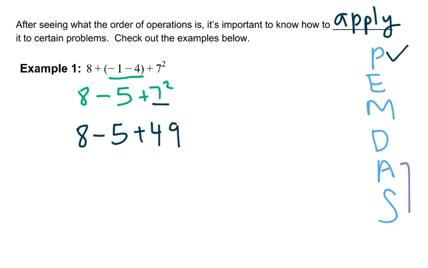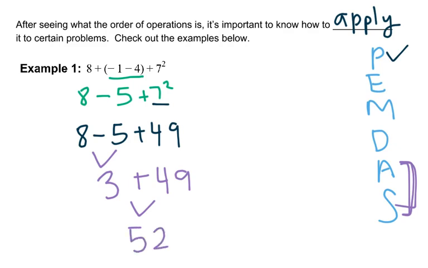Finally, we are now in addition and subtraction, okay? And we just move left to right for that. So first I'm going to do 8 minus 5. That gives me 3. I'm going to bring down the plus 49, and 3 plus 49 gives me 52. And that's how the order of operations works.